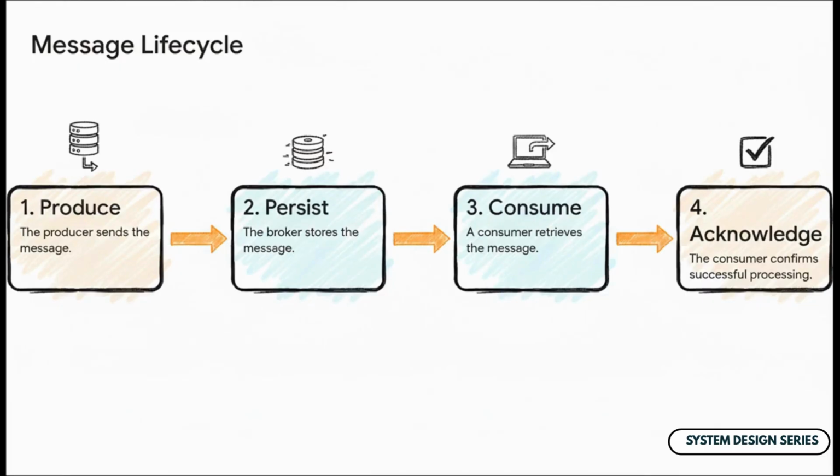So let's put it all together and trace the life of one single message. The producer sends it, the broker stores it, a consumer grabs it, and then, now listen up because this is the most critical part for reliability, after the consumer successfully finishes the work, it sends a little signal back to the broker called an acknowledgement. Only when the broker gets that ACK does it actually delete the message for good. That tiny step is the key to making sure no work ever gets lost.